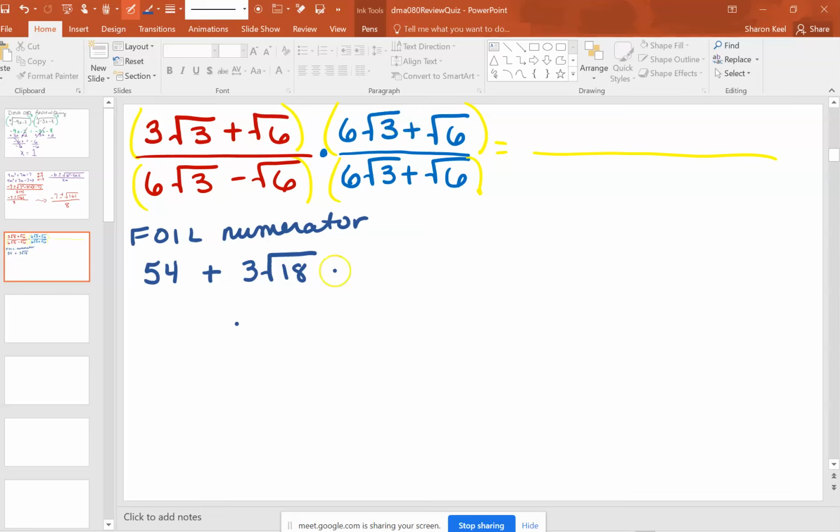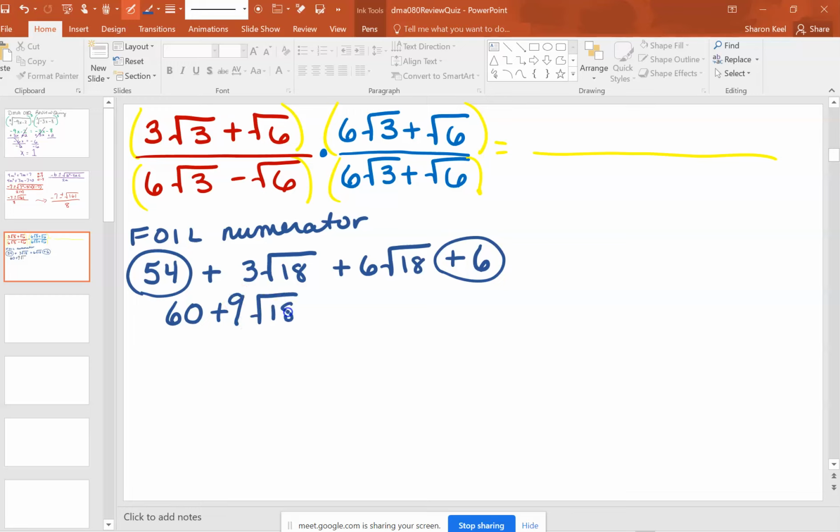For the inside, we're going to have a plus 6, and square root of 6 and 3 is going to give us 18. At the end, we have a plus. We have a pair of 6s, so a 6 is going to come out. So now what I'm going to do is combine 54 and 6. That's going to give me 60. Plus 3 plus 6 is 9, square root 18.